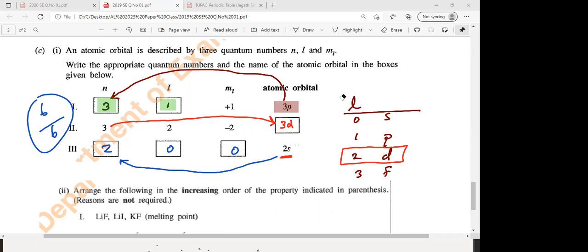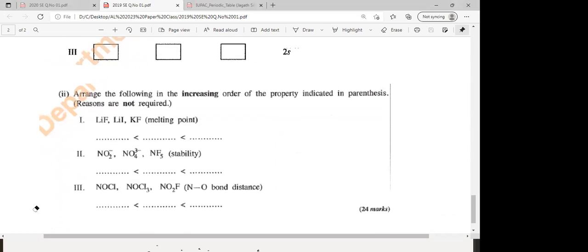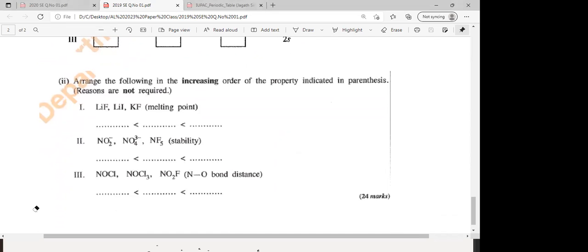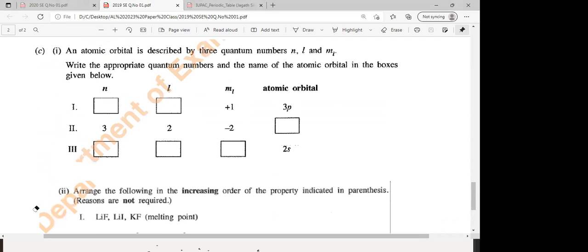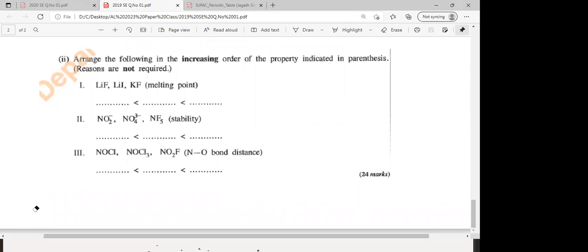So shall I erase this? Finish copying down. Done. Then next part, part 2. Arrange the following in increasing order of property. Highlight here, increasing order. They already have bold letters. Increasing order. Reasons not required. Okay, can you post the answer for part 1?